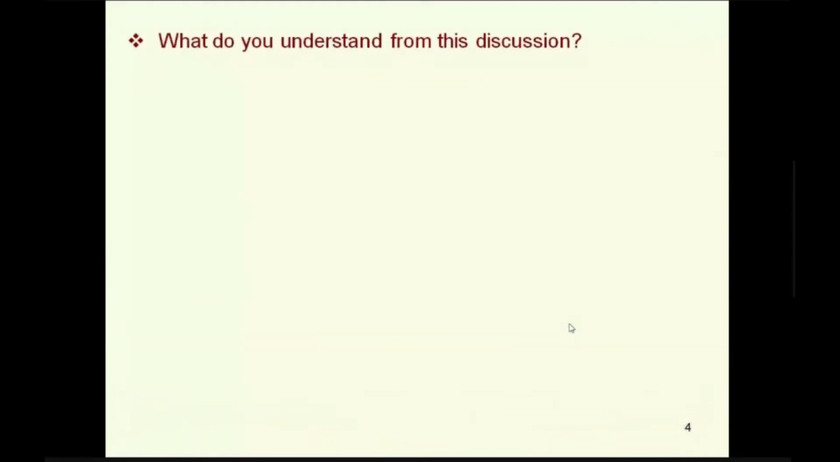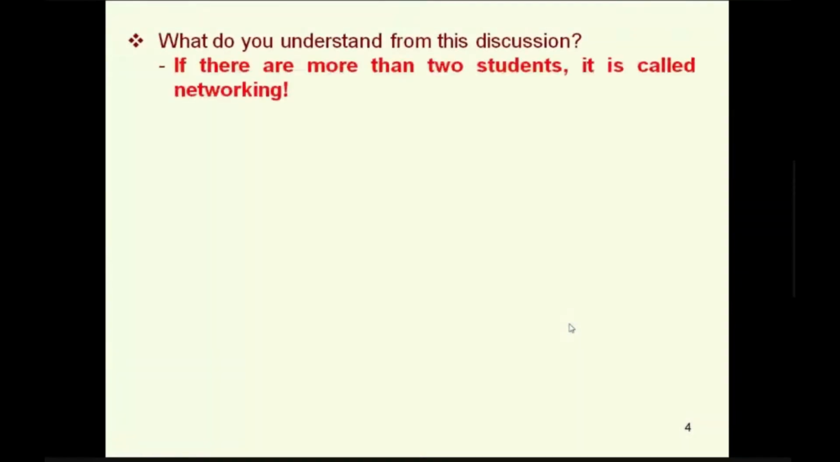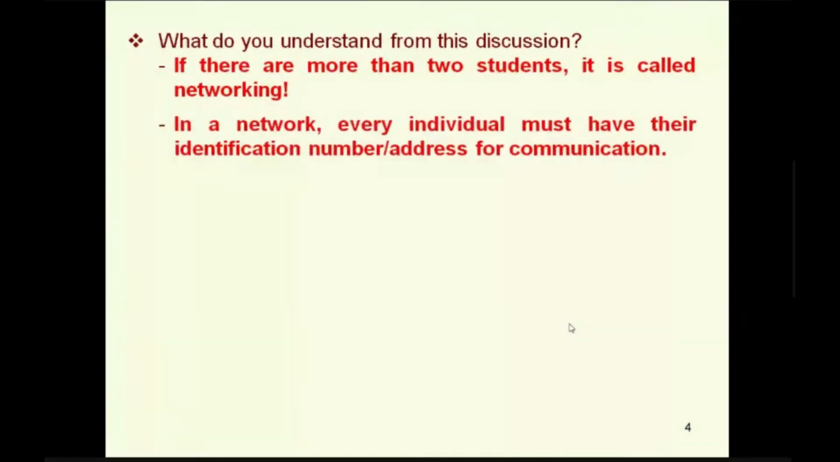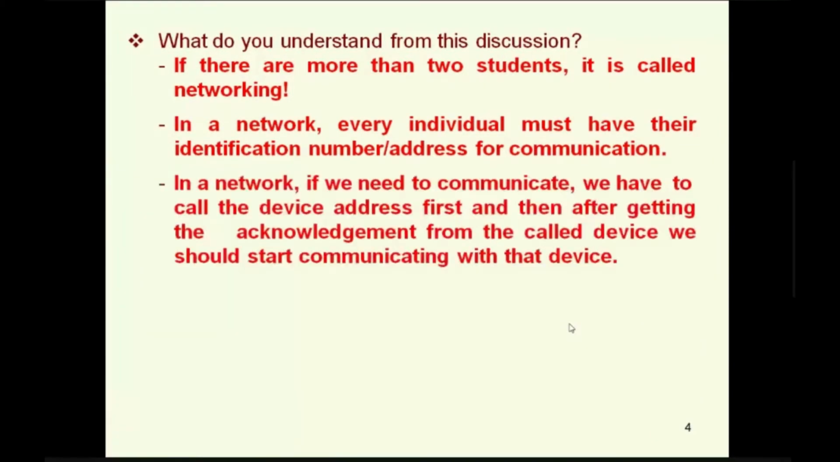So what do you understand from this discussion? If there are more than two students, it is called networking, which is very important. In a network, every individual must have an identification number or address, a node ID or device ID, for communication. To communicate, we have to call the device address first, and then after getting the acknowledgement from the called device, we start communicating with that device.